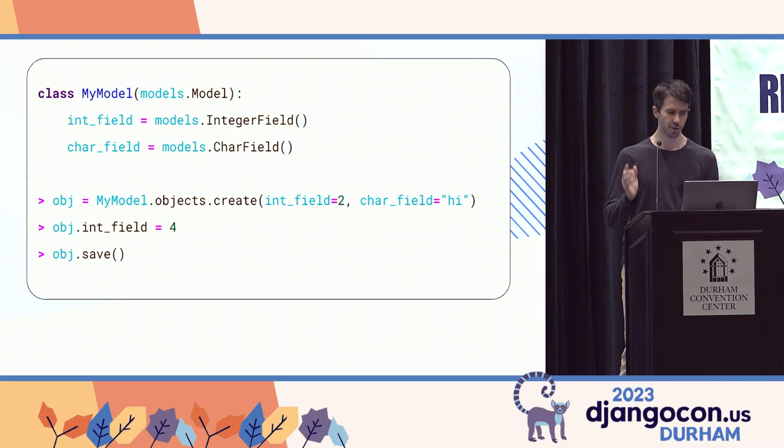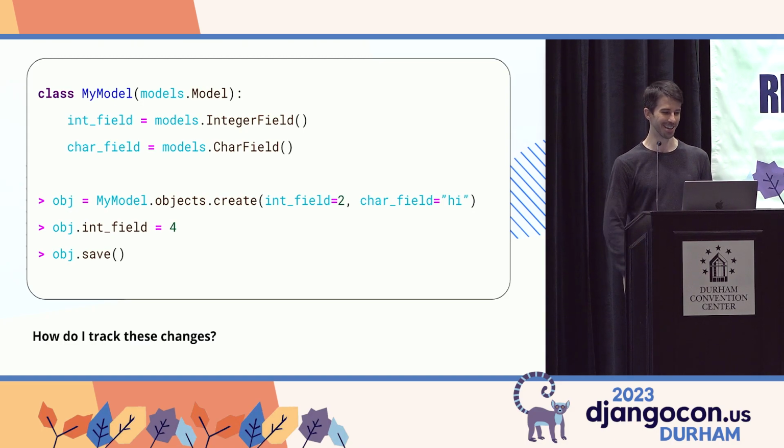So to jump right into things, let's declare a simple model. We have my model up here. It has an integer field and a char field. Let's say we create this model. The integer field is 2 at the beginning, and the char field is hi. Let's say we update the integer field to 4, and then we save it.